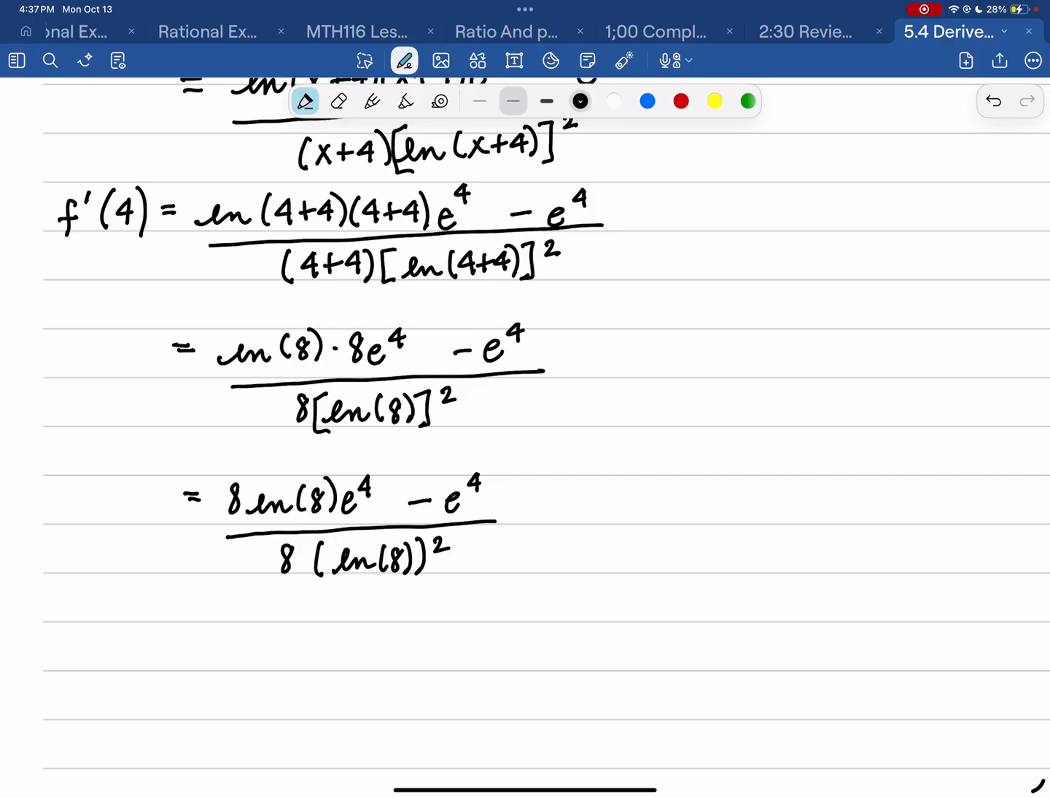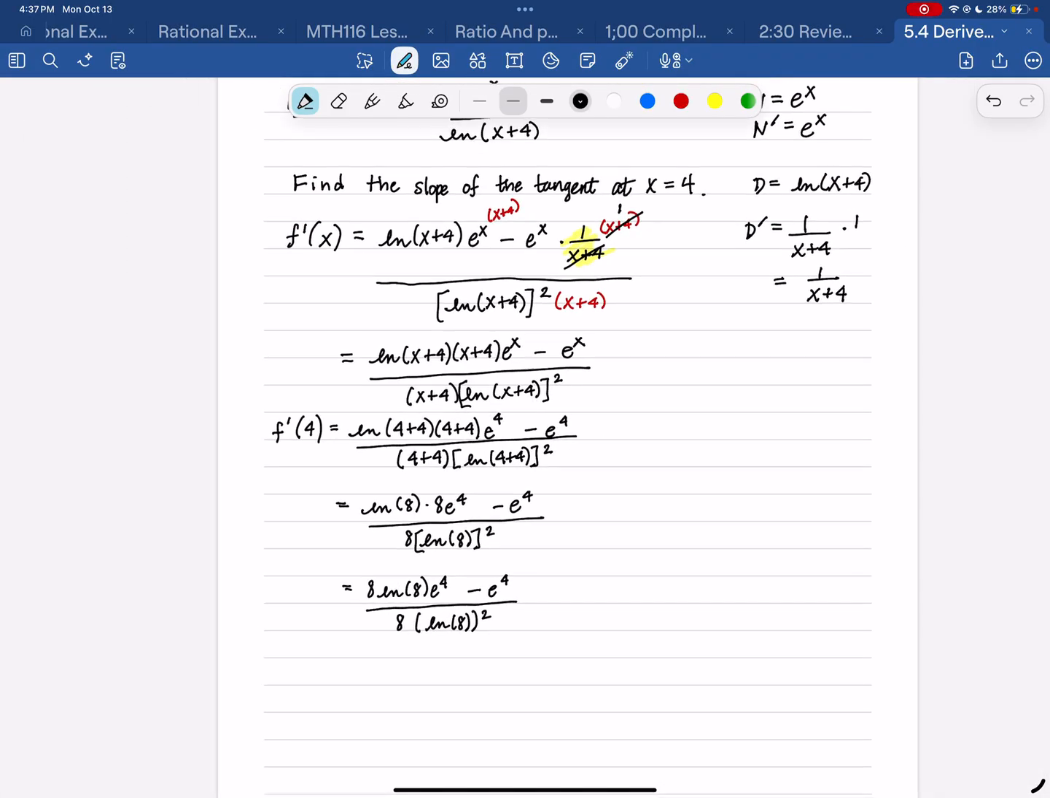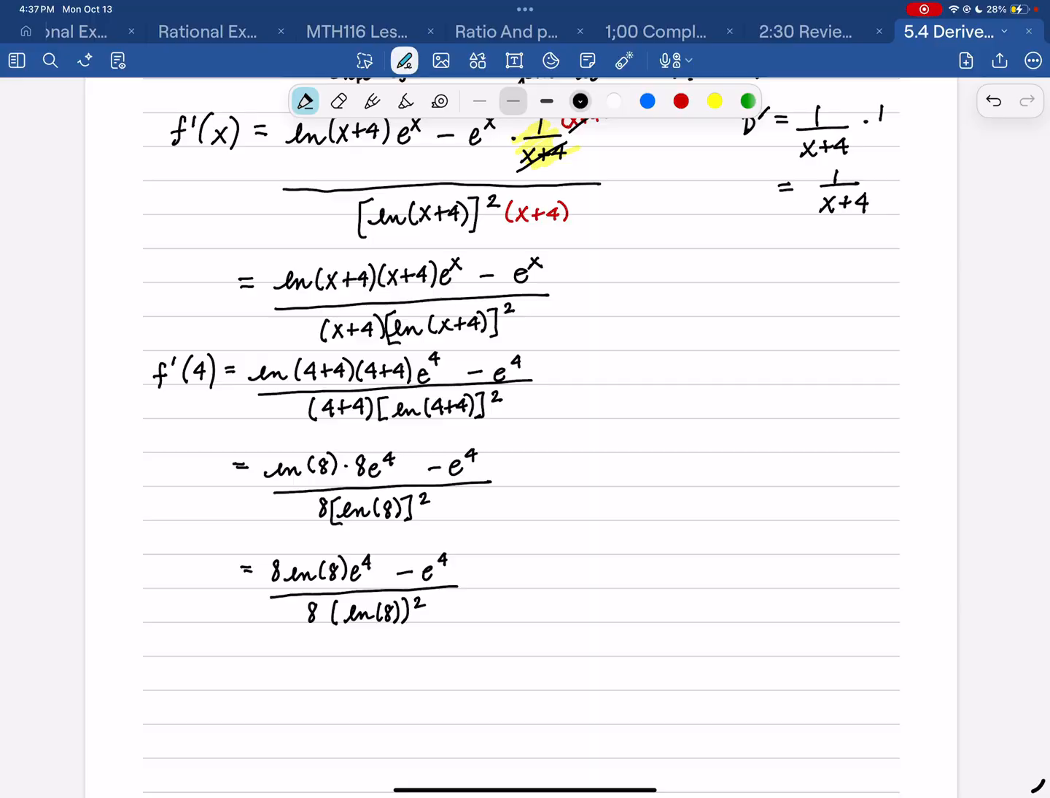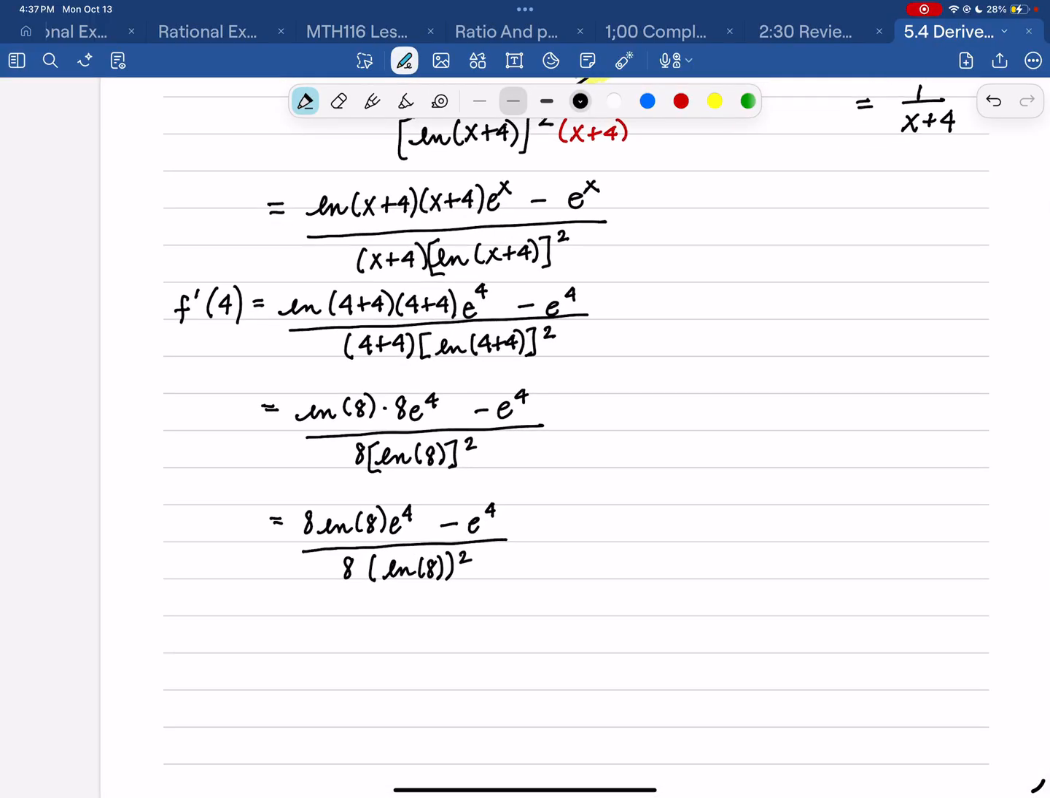Again, we could find a decimal for this, but they do not ask us to do that. But they do ask us to find the slope of the tangent at 4. Oh, we did that. Okay, so we're done.